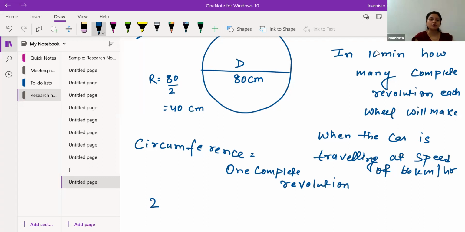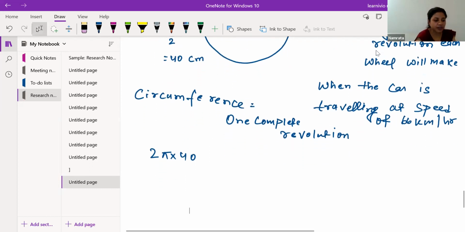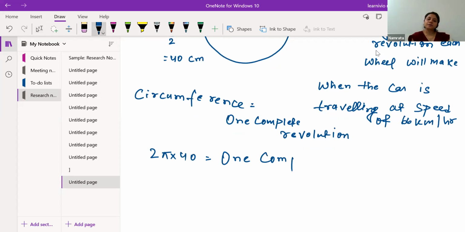Circumference is 2 pi r. r is 40. Pi is 22 by 7, but we will not get a neat value, so we can put the value and get it in decimal, or we can keep it in terms of pi only. So one complete revolution is 80 pi. That is in centimeter, because the unit of circumference is centimeter. So 80 pi centimeter is the total distance the car covers for one complete revolution.